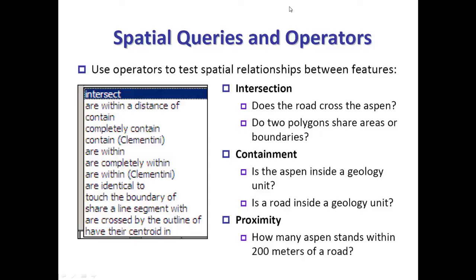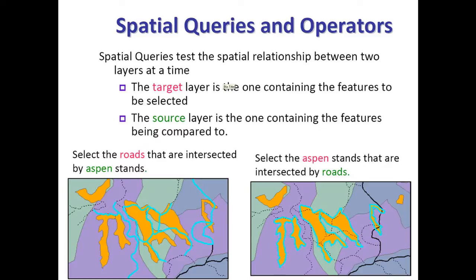There's a whole group of operators within each one of these types. So within intersect, there are going to be different types of intersection. Within containment, there are going to be different types of containment, and within proximity, we can do different types of proximity operators. So those are just sort of the parent types there.